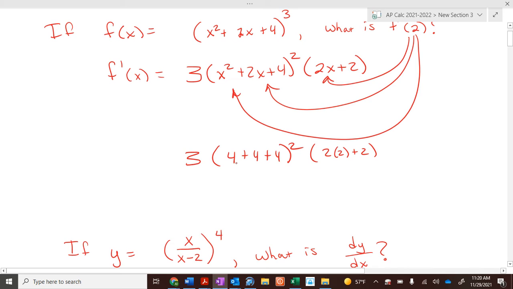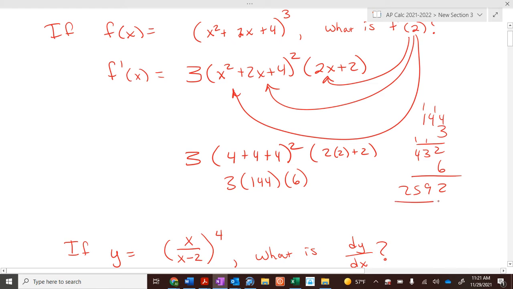Okay, so 4 plus 4 plus 4 is 12. 12 squared is 144, so it's 3 times 144 times 4 plus 2 is 6. 3 times 144, I don't have a calculator on me right now, so 432 times 6. 2,592. That is the slope at 2 of that function. 2,592. Amazing. Okay.